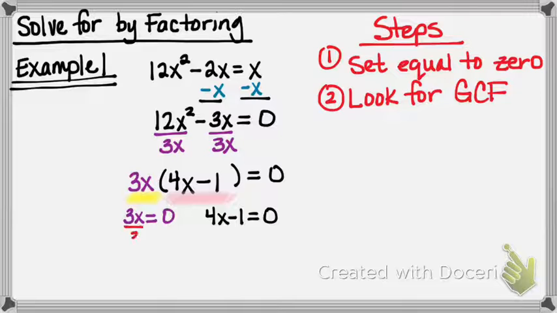So for the first one, we're dividing both sides by 3. 0 divided by 3 is 0. So x equals 0 will be my first answer.